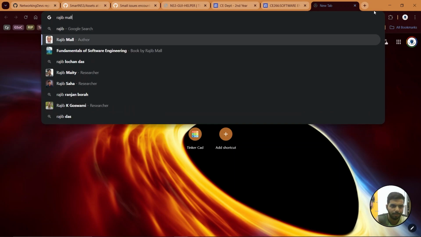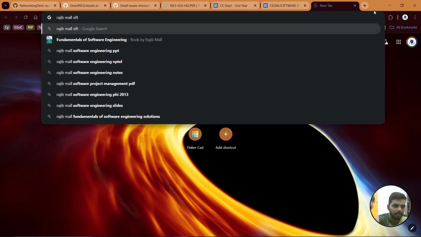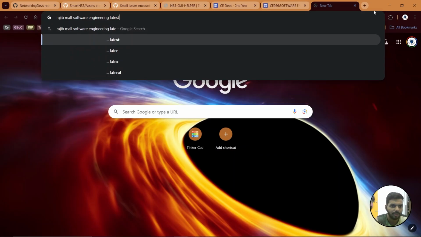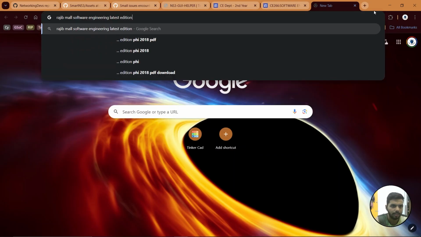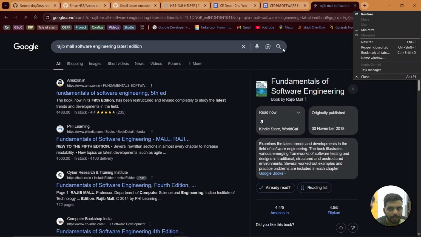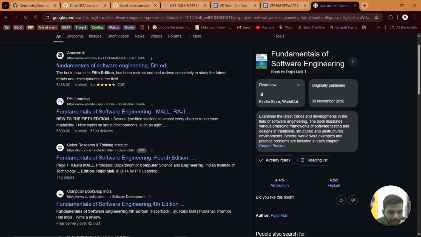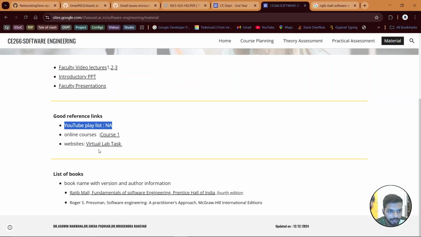Rajiv Mall, software engineering, latest edition. Okay, fifth edition from Rajiv Mall, I guess. Okay, but why didn't they upgrade this book? Do they have any particular reason?